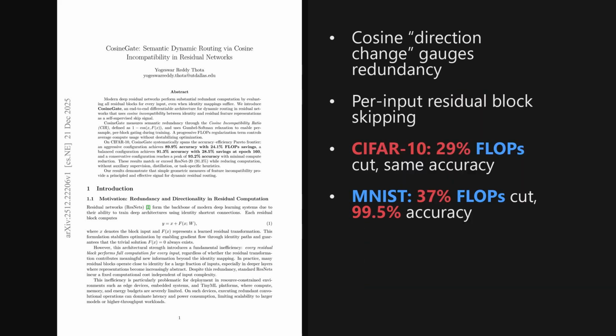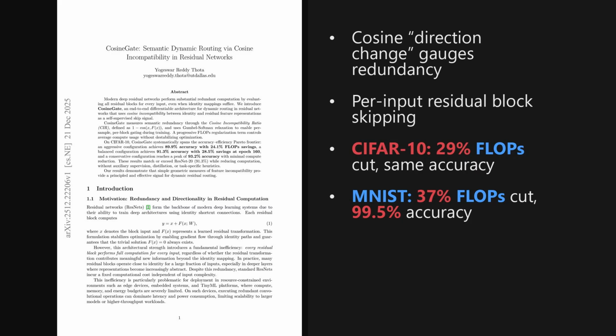I'm Alex. Today we are looking at a paper from the Hugging Face trending list, published on December 21st, 2025, which was published about 11 days ago. It introduces CosineGate, a dynamic routing method for residual networks that skips redundant residual blocks using a simple cosine incompatibility signal, and it reaches 91.3% accuracy with 28.5% FLOP savings on CIFAR-10.